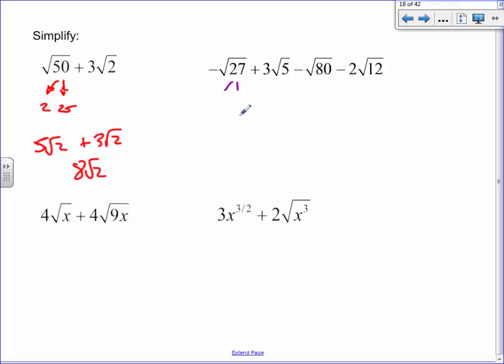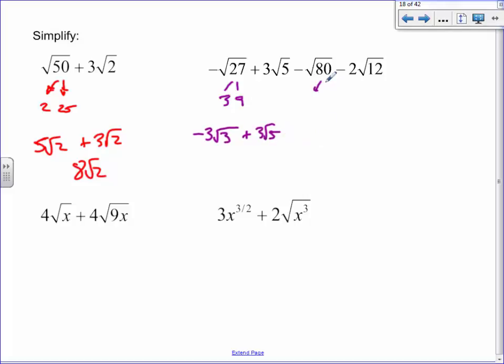27 breaks up into a lot of different things. Well, okay, actually not a lot. 1 and 27, but maybe the best one is 3 and 9. Why did I choose 3 and 9? Because 9 square roots to 3. So the 3 comes on the outside, but the remaining 3 stays behind.